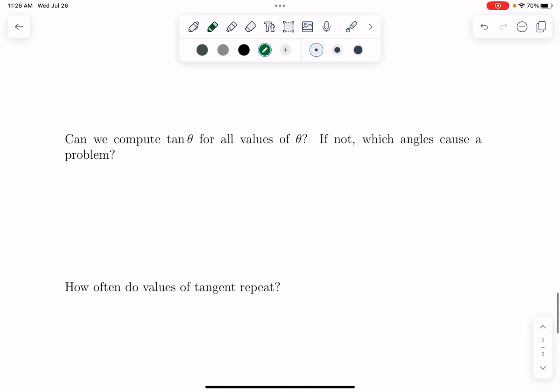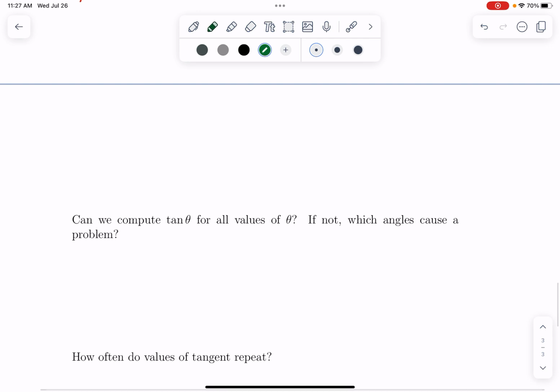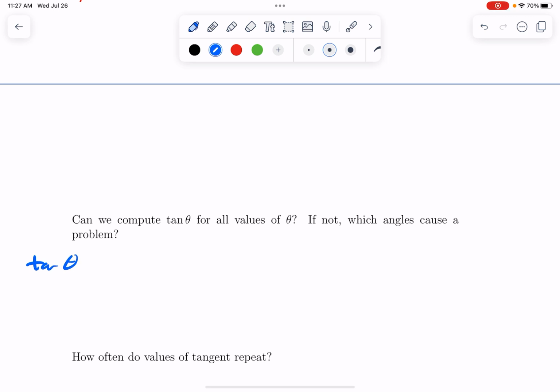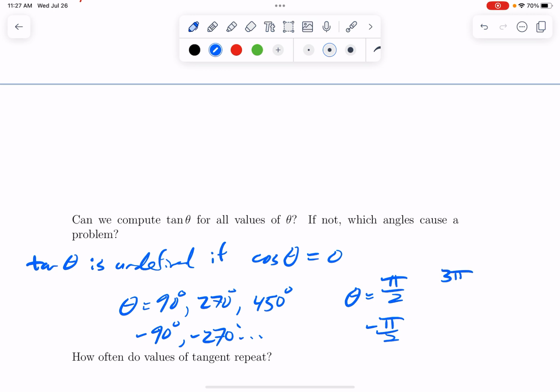So let's think about this. Can we compute tangent of theta for all values of theta? We just saw some examples where we couldn't. And we can't do that when it would involve dividing by 0. So tangent of theta is undefined if the denominator is equal to 0. So that would mean it's things like 90 degrees, 270 degrees, if you keep going 450 degrees, or the negative versions, or if you do it in radians, something like pi over 2, or negative pi over 2, or 3 pi over 2.